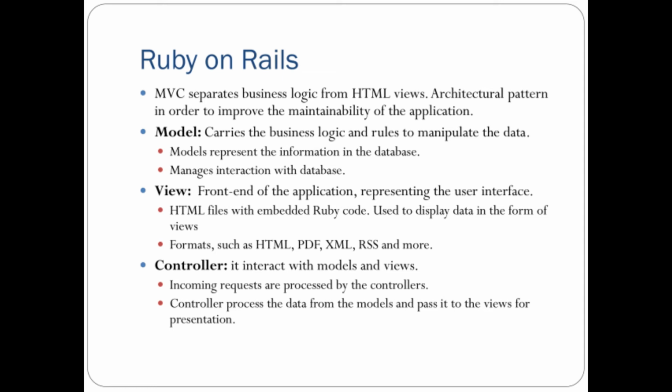The model has business logic, and it contains information for the database, and it manages interaction with the database. Then the view part is the front end, which has HTML pages and different types of Ruby code embedded in those HTML pages. The formatting can be of different types: HTML, PDF, XML, RSS, or Atom could be part of the view. And then the controller basically interacts with the first two, model and view.